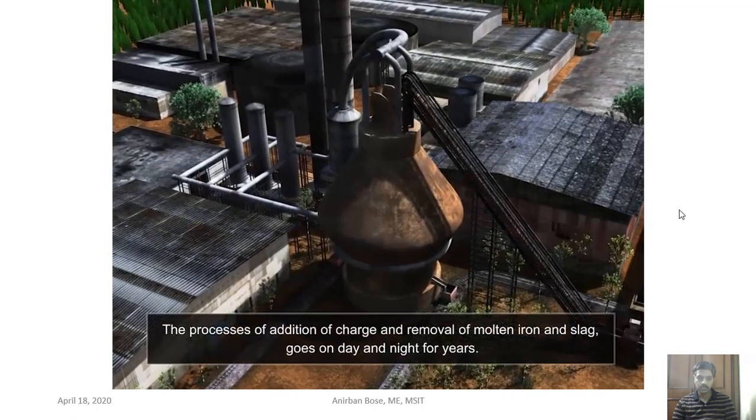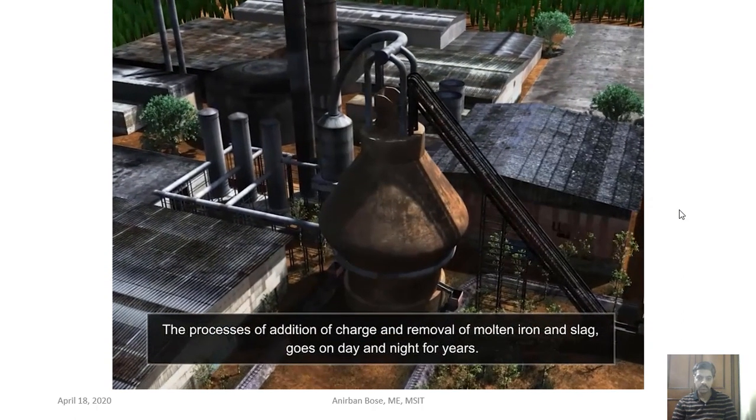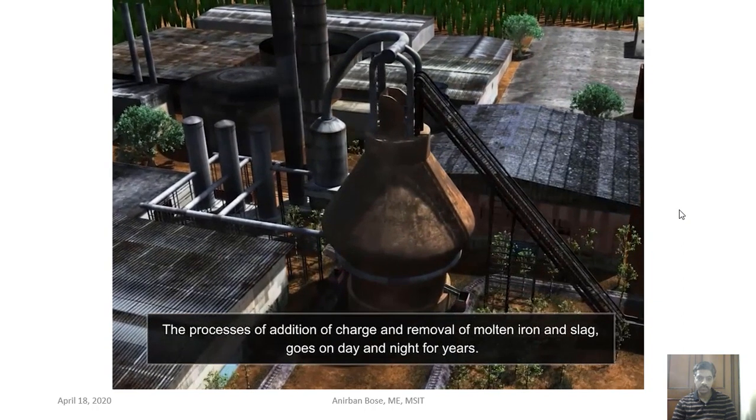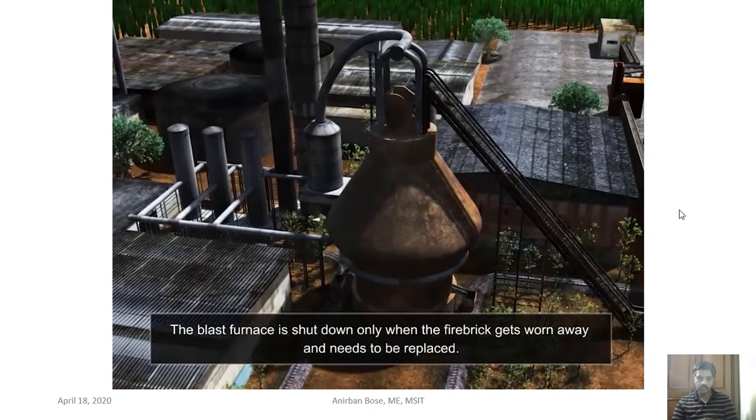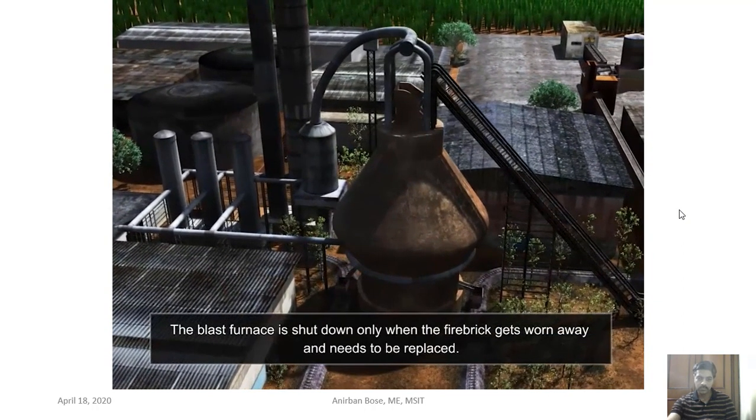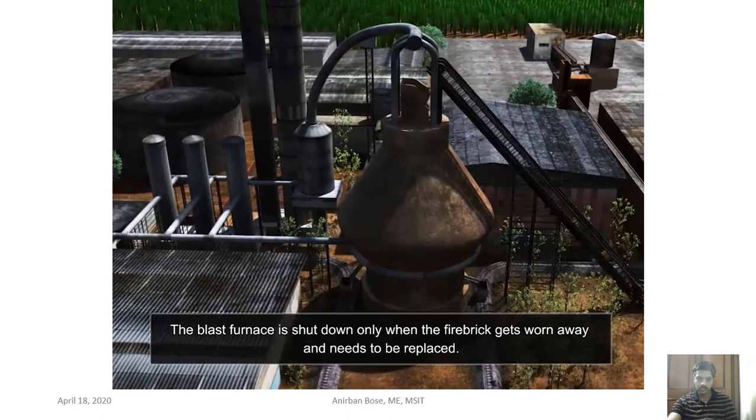The processes of addition of charge and removal of molten iron and slag go on day and night for years. The blast furnace is shut down only when the fire brick lining gets worn away and needs to be replaced.